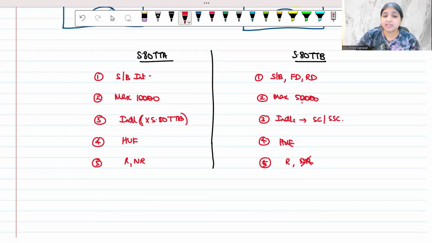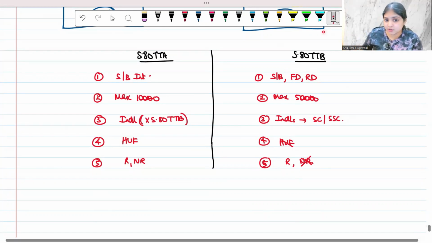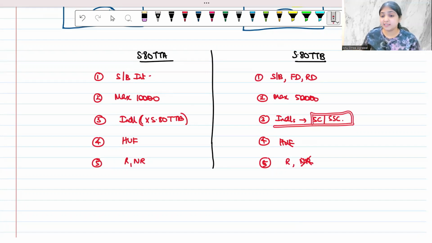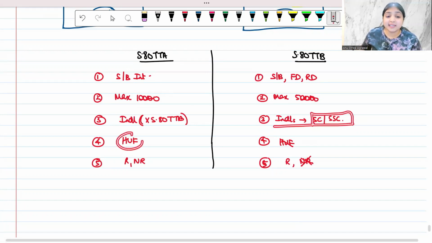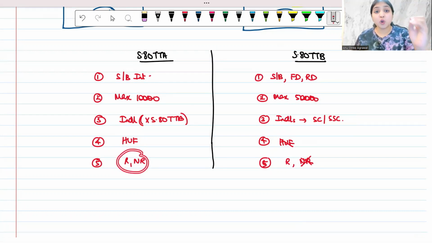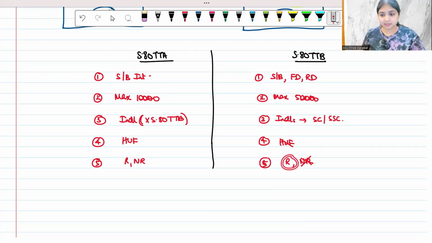Yes, these are the differences between 80TTA and 80TTB. 80TTA covers only savings bank interest. 80TTB covers all interests. The 80TTA maximum limit is 10,000. The 80TTB maximum limit is 50,000. 80TTA covers those individuals to whom 80TTB is not applicable. 80TTB covers only those individuals who are senior citizens and super senior citizens. 80TTA also applies to HUF. 80TTB is not applicable to HUF. 80TTA will apply to residents and non-residents both. 80TTB will apply only to resident assessees.